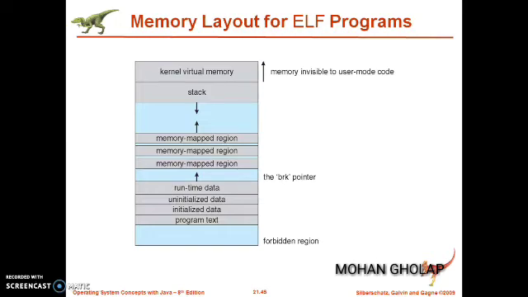Here you can see, in the above part, we have the kernel virtual memory, which is completely hidden from the user mode. That's what is given here: the memory invisible to the user mode code. Already we know the dual mode of operation of the operating system. The virtual memory we already discussed in the previous slide. This is only accessible to the kernel. This is completely invisible to the user mode.